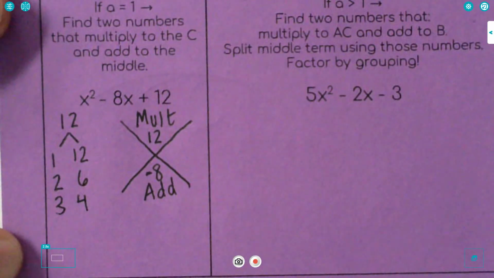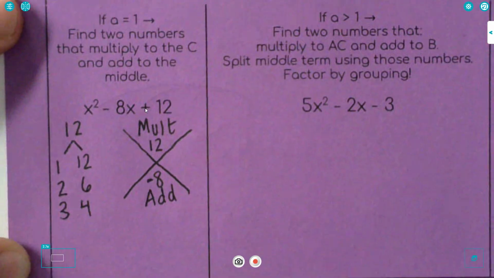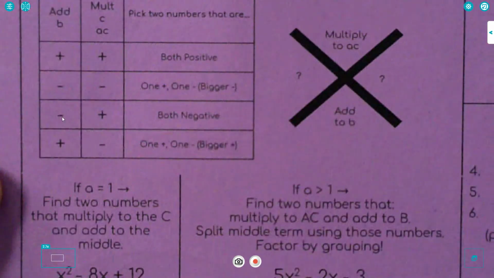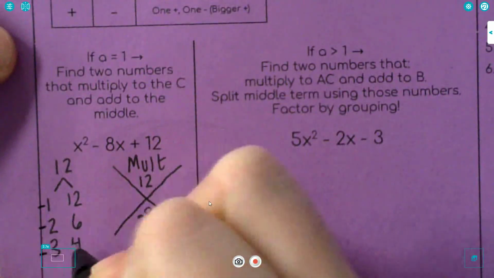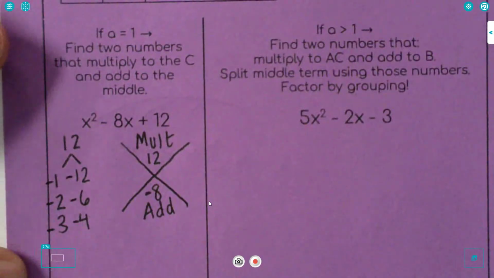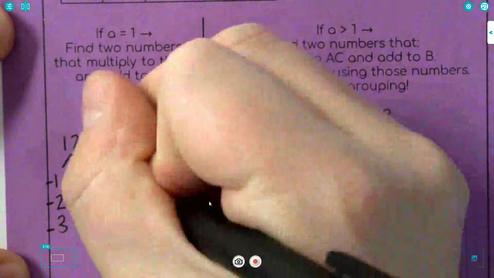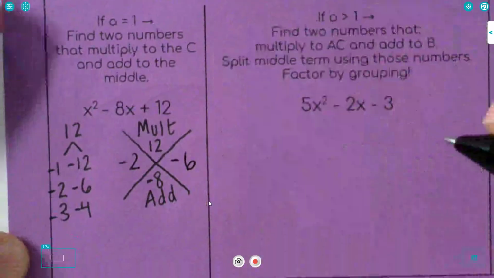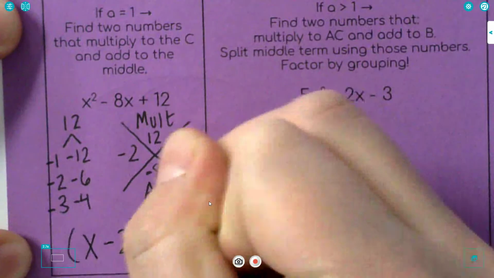Okay, if you look at your table up above, we are trying to add to negative and multiply to be positive. So we want to pick two numbers that are both negative. So I'm going to make everybody negative. And then which ones of these add together to be negative 8? Negative 2 and negative 6. So those are the two numbers I would pick, and I would write my answer as x minus 2 times x minus 6.